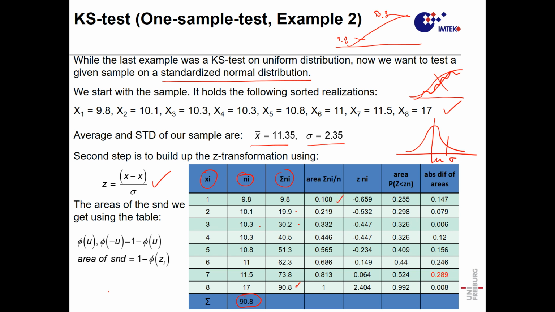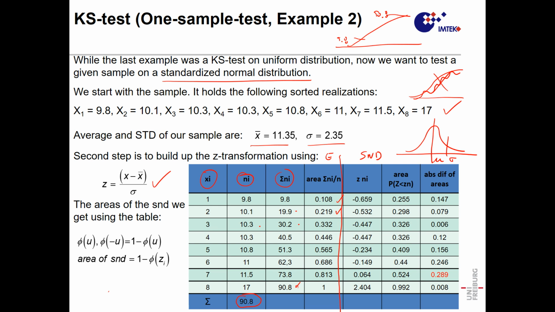0.108. 19.9 divided by 90.8 gives you 0.219, and so on and so forth. All right? So that is our empirical part. Now we go to our standardized normal distribution.